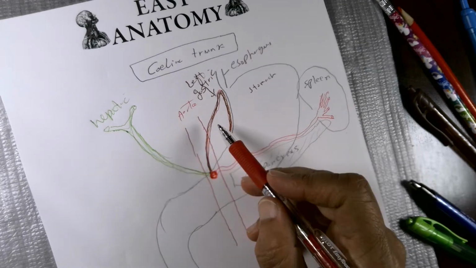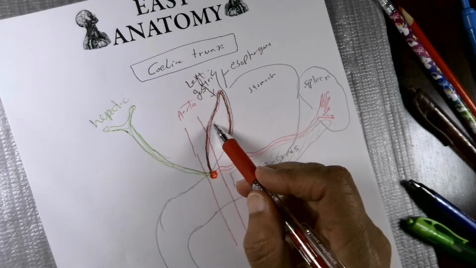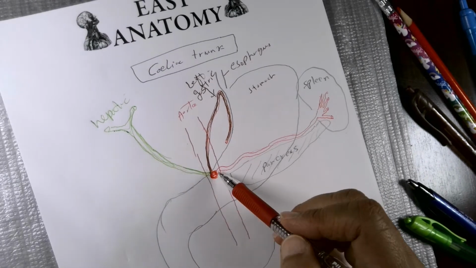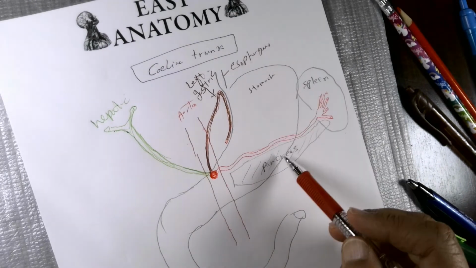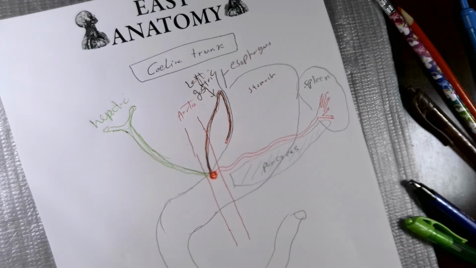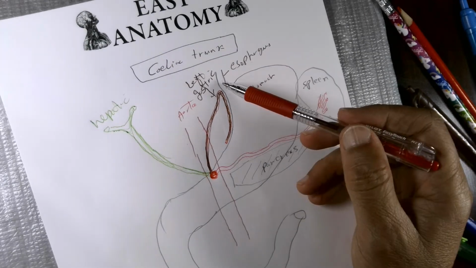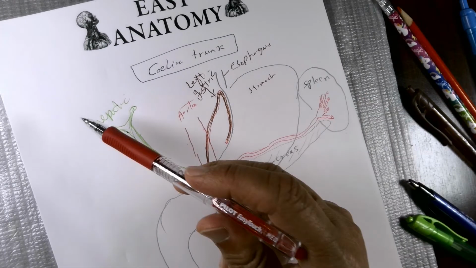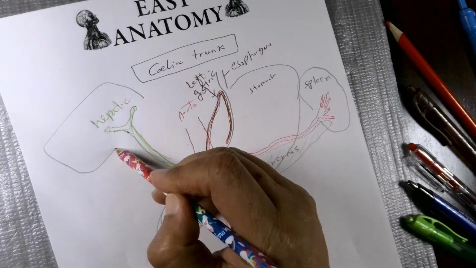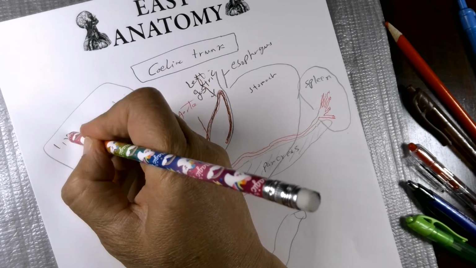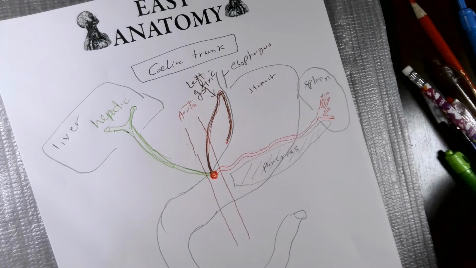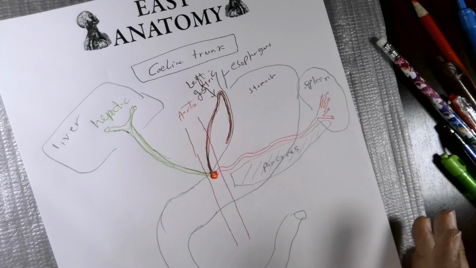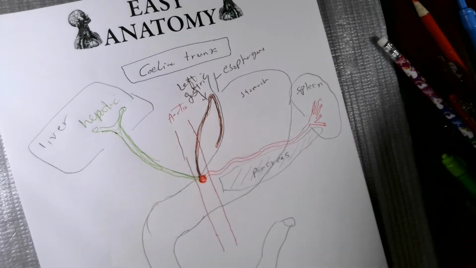How are those 3 branches going to provide blood supply to the foregut? And remember, the foregut is esophagus, stomach, upper half of duodenum, part of pancreas, in addition to the spleen and the liver. So here is the liver. So all we're going to do now is give branches from each of them. I will start with the splenic.